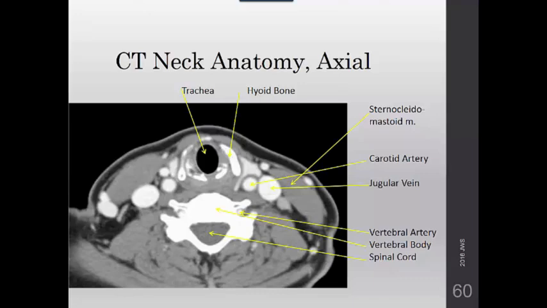The larger vessels, such as the jugular vein and the carotid artery, are located centrally, while the vertebral arteries are coursing through the vertebrae laterally. In this image, the trachea is displayed at the level of the hyoid bone, and the sternocleidomastoid muscles are located laterally. You can see that.